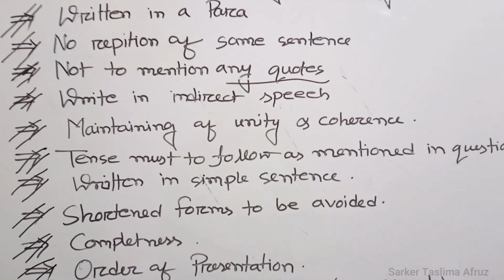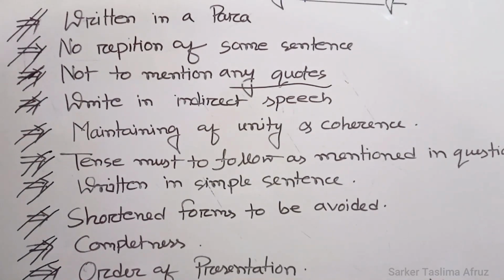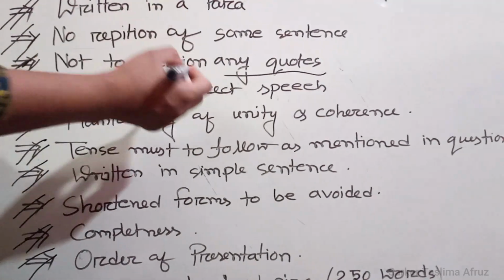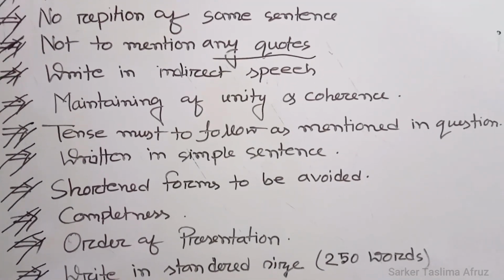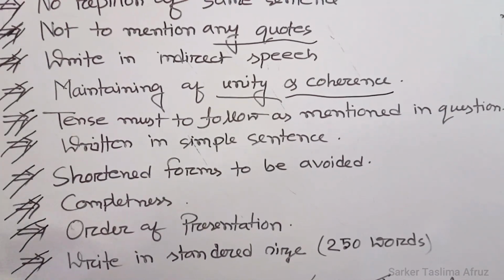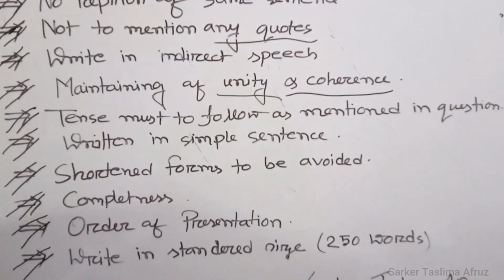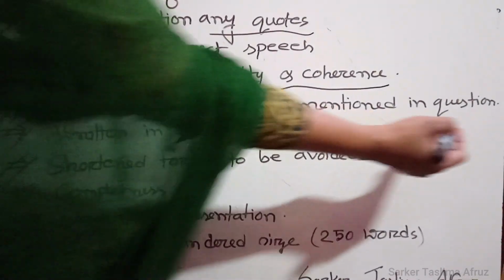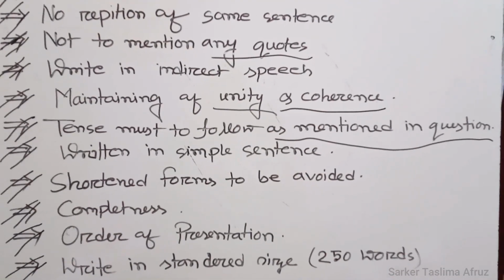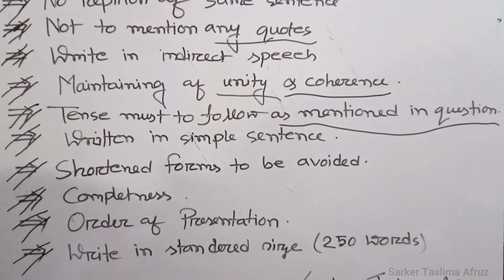Next, write in indirect speech. Yes, dear students, you have an idea about narration or speech writing. In that case, you are not permitted to write direct narration. Please write in indirect speech. Next one, maintain unity and coherence. Dear students, I have already told you about these two things, so remember them. Next comes tense, which must be followed as mentioned in the question. Earlier I told you about the questions, methodological and situational. In that case, there will be some questions and you have to follow the tense.